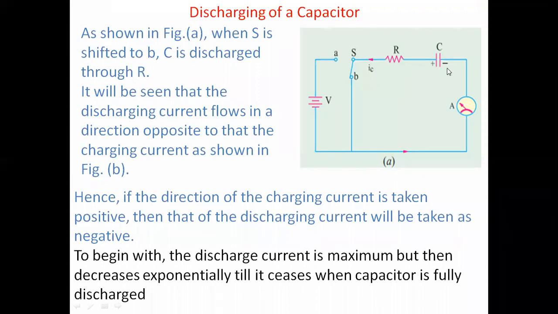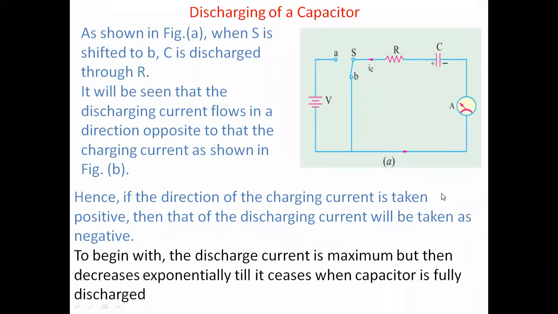Similarly, in the capacitor, initially it has high current because it is fully charged. When the switch is connected to P, it tries to discharge, and initially it sends a high current. After a certain amount of time, this current decreases, and finally there is no current through the capacitor, meaning the voltage across the capacitor decreases to 0.